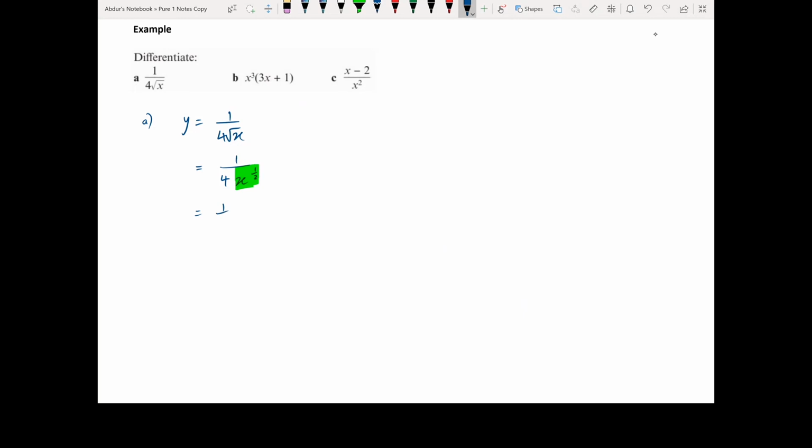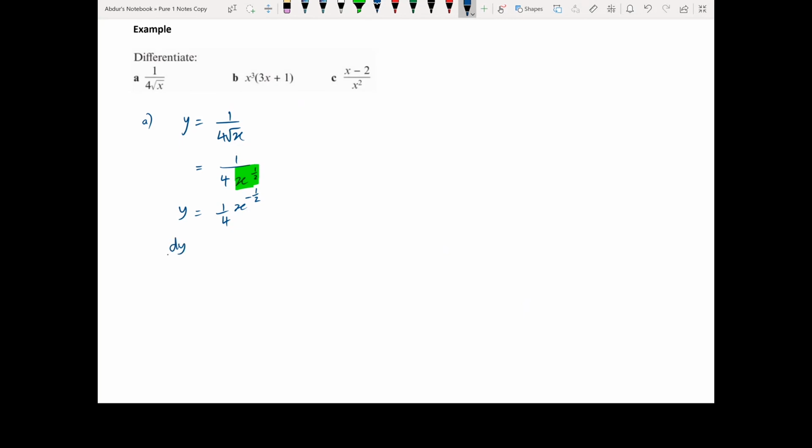So we are going to use the reciprocal rule for indices, where we change the power to a negative and bring the x to the power of half up to the numerator. So it becomes 1/4. That remains as it is. X now becomes the numerator and the power changes to negative. So this is still y. So we haven't differentiated it yet. All we've done is we have written this in a different form, ready to then differentiate.